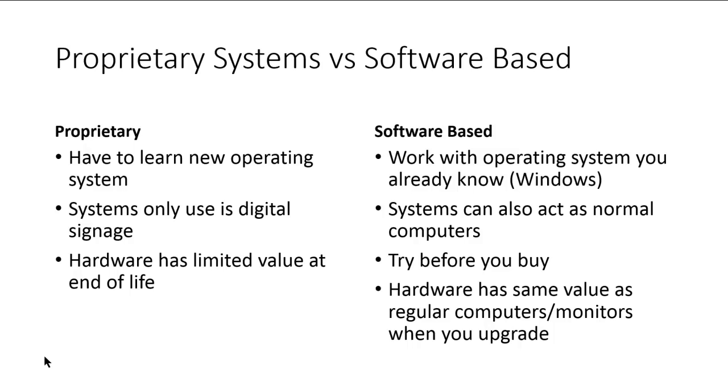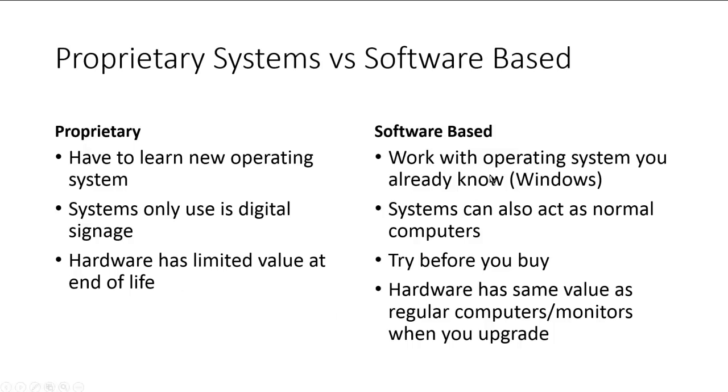So here's the differences. With a proprietary system, you have to learn whatever operating system they've created for this. So it can be sometimes quite clunky depending on how good the company is that's designed the software, because it's custom. It's not something you've seen or used before. The system's only use is for digital signage. It can't be used for anything else. That's what its purpose is. And because the hardware is specially designed for this, it has a limited value at the end of its life.